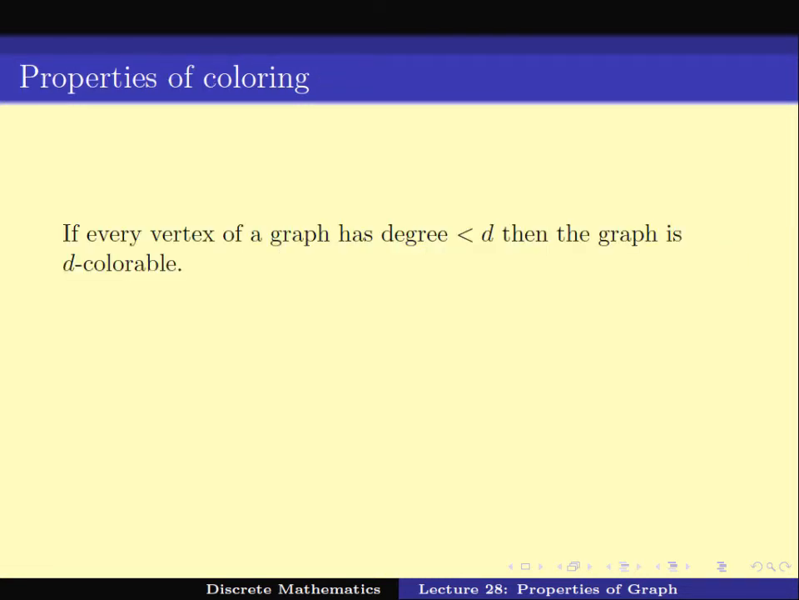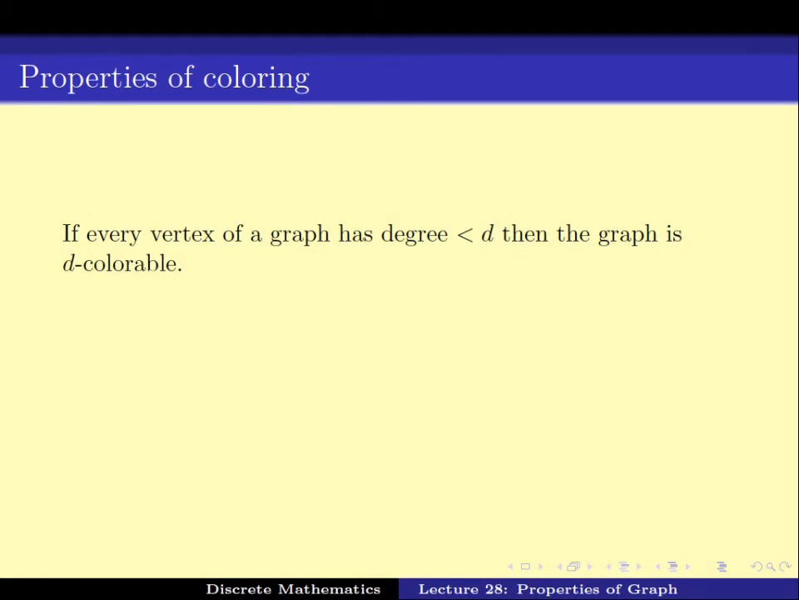Now here is one very nice thing. If every vertex of a graph has degree less than d, then the graph is d-colorable, meaning the graph can be colored using d colors. Now why is it so?